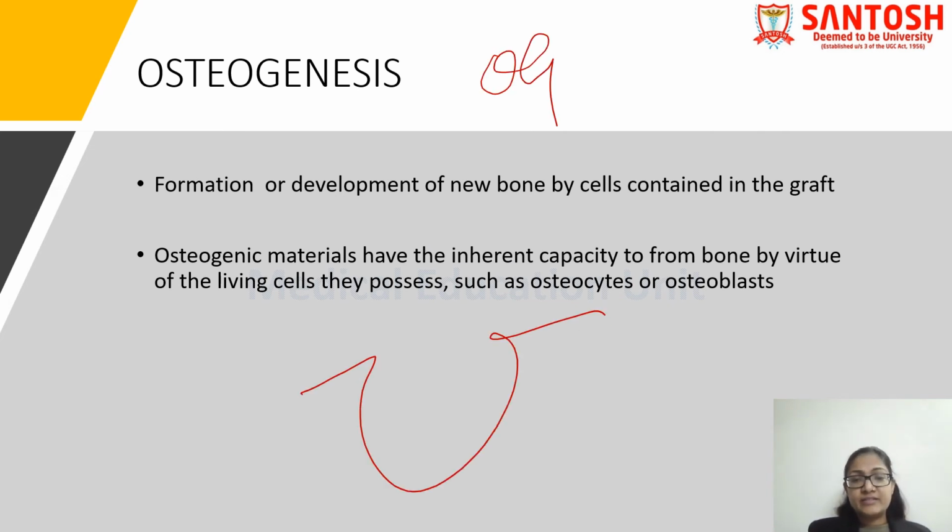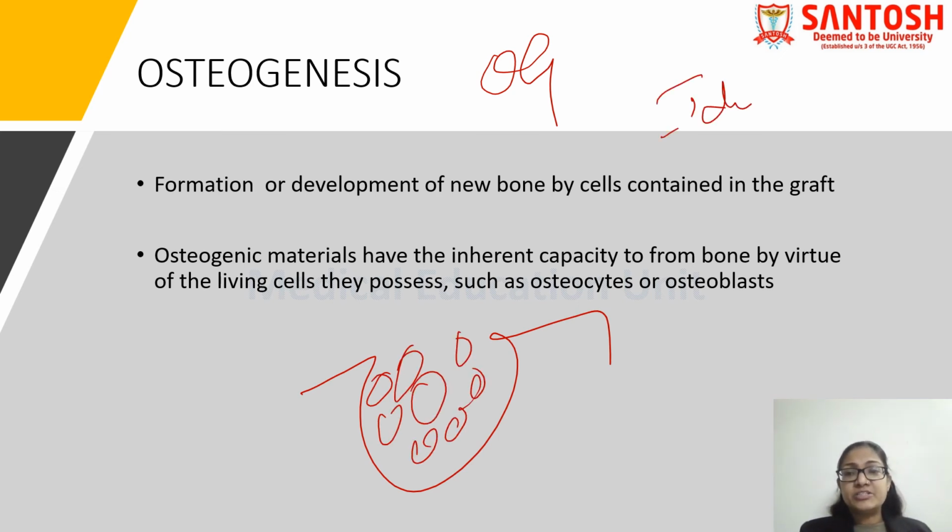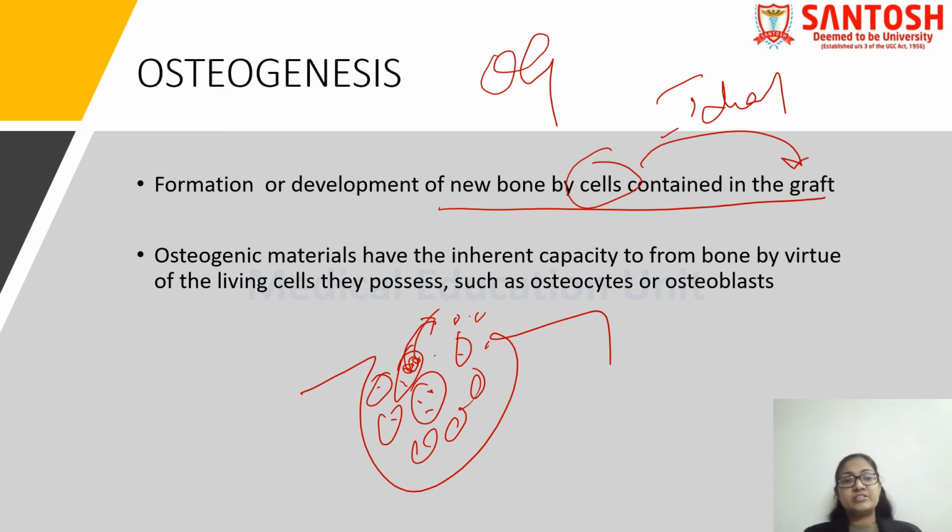Now again, this is the same bone defect and this is your bone graft. Now this is the most ideal condition. What happens here is these bone forming cells are contained in the graft material itself. So the graft material itself will lay down new bone, right? So the new bone will be formed by the cells that are contained in the graft itself.